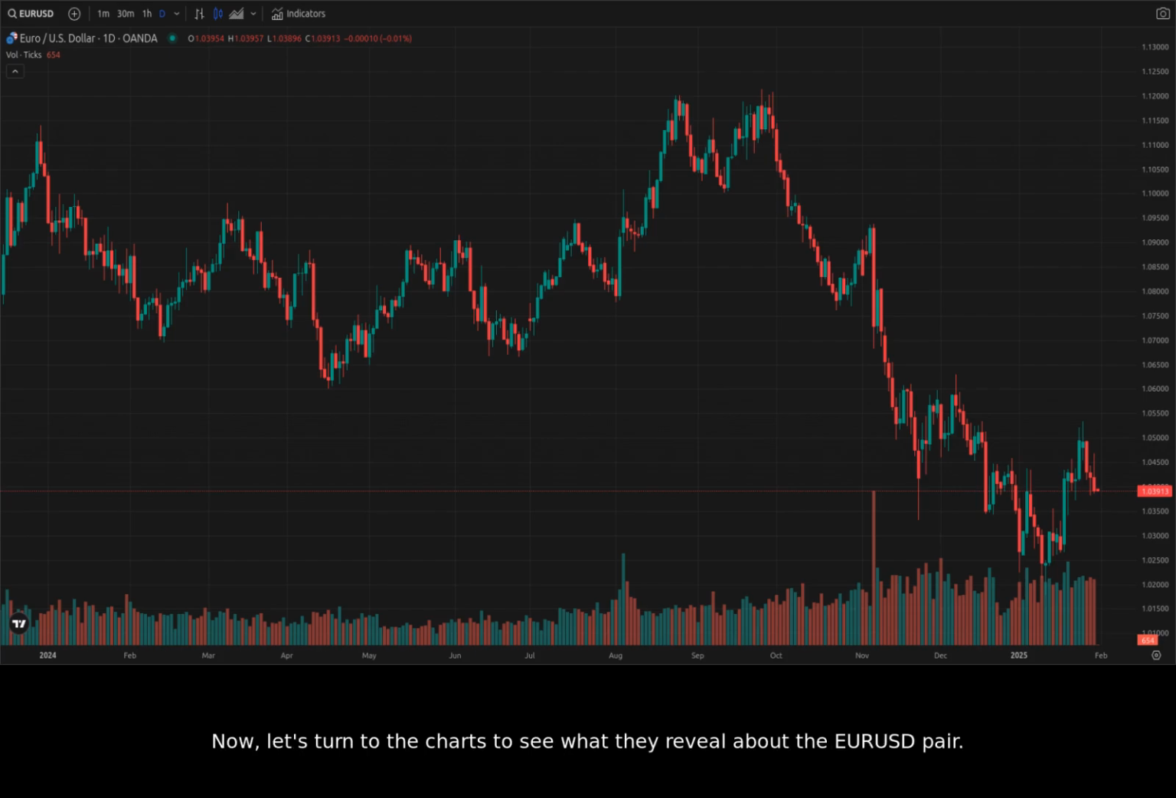Now, let's turn to the charts to see what they reveal about the EURUSD pair. We'll start with the daily chart, which provides us with a broader perspective of the recent price movements. As you can see on the daily chart, we observe a somewhat volatile pattern in the past several months. There have been periods of upswings and downswings, suggesting a lack of a strong, sustained trend.